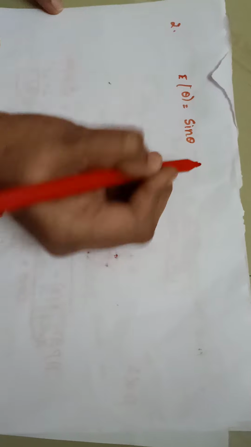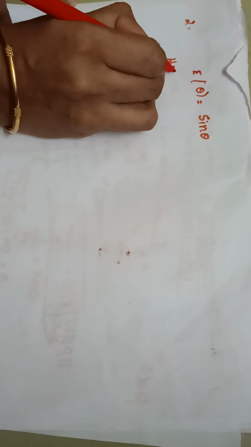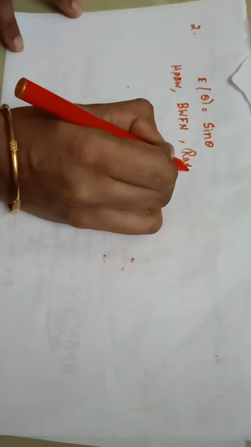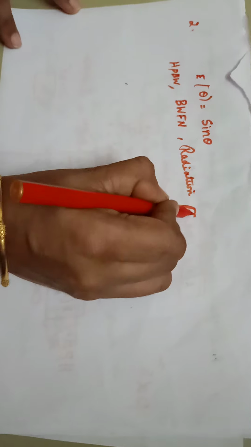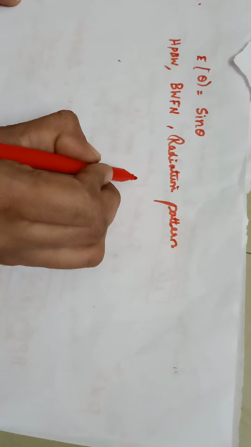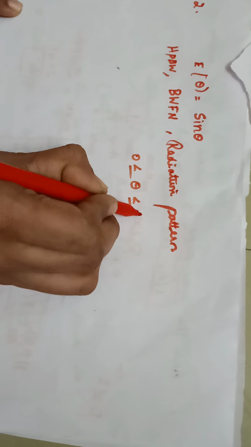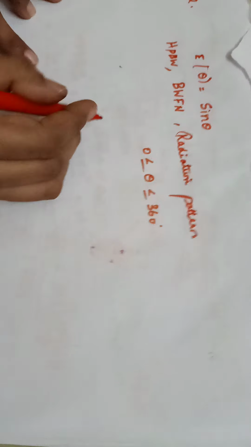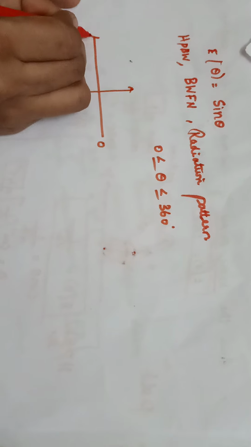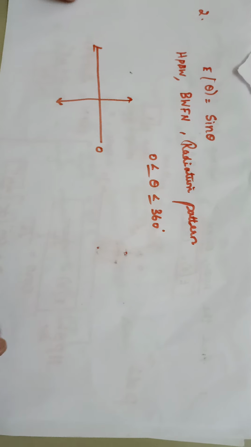Now I will give you one more problem. Let the field pattern E of theta equal sin theta. You have to draw the radiation pattern and mark the half power beam width and the beam width between first null. They have not mentioned the angle. If they have not mentioned the angle, we have to take one complete circle, that is theta value 0 to 360 degree.